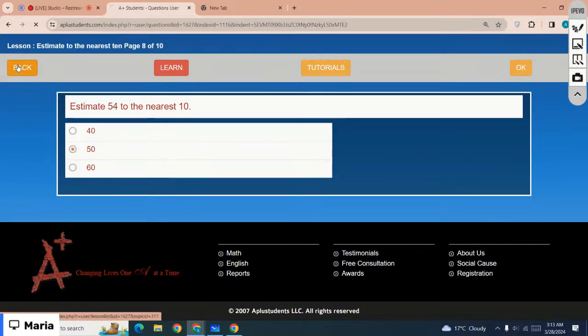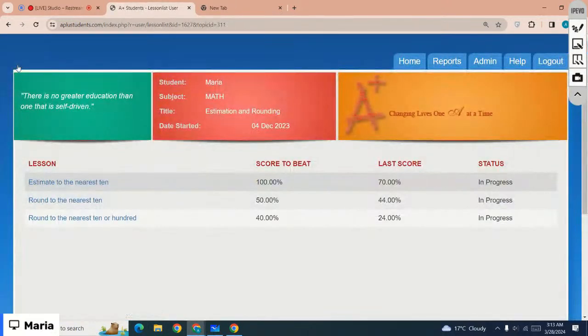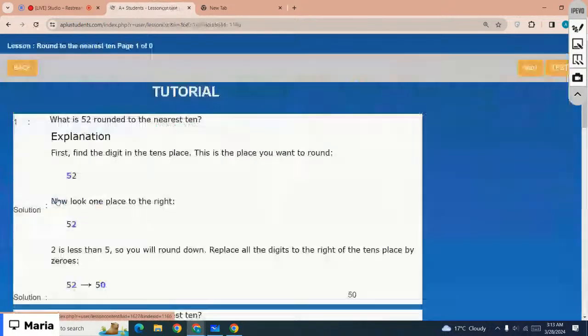Okay, you can complete the lesson by yourself later today. Let me just move on to the next lesson. The next lesson is round to the nearest 10. Let's just start with the next one. You have to now round off the numbers. Here is how you round off the numbers, right?